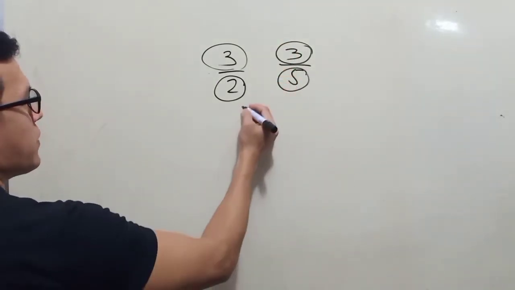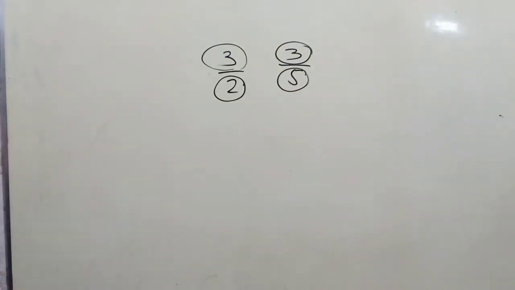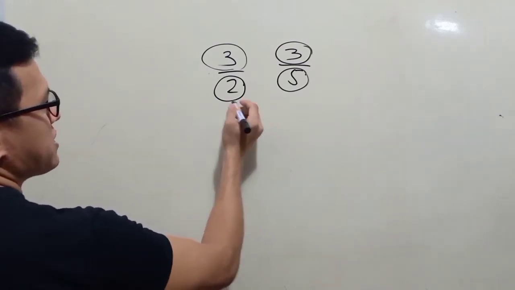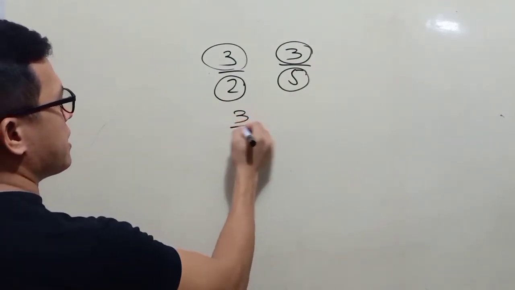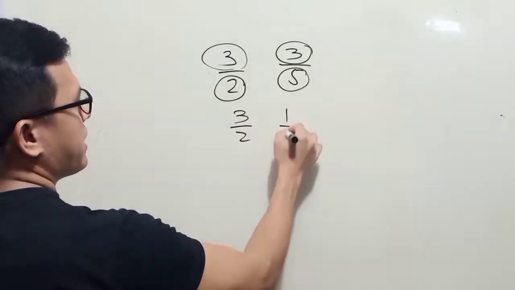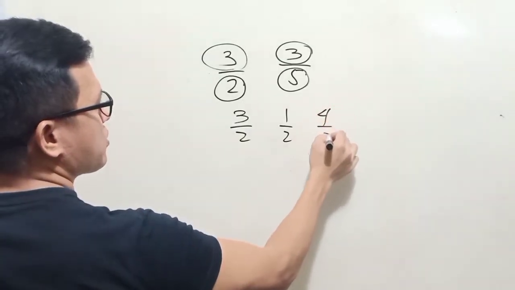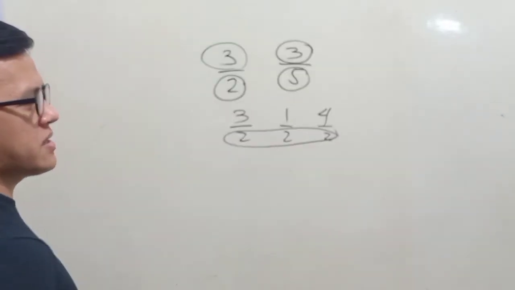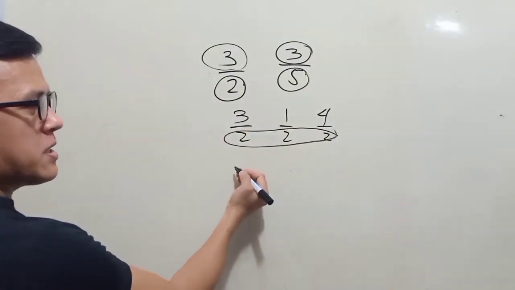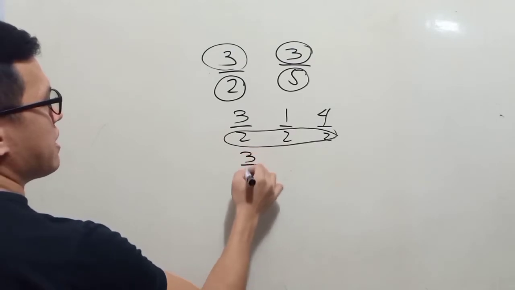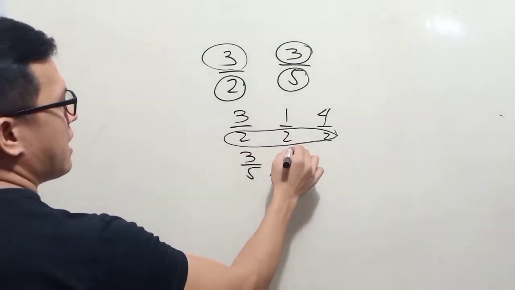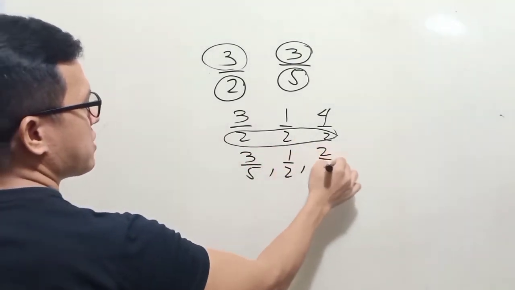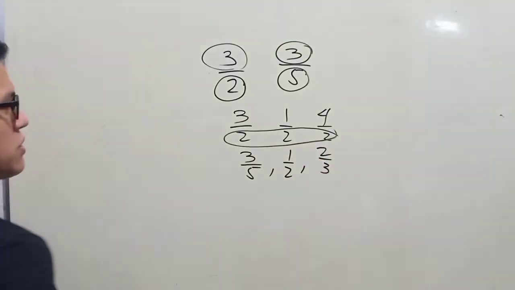Okay. So we also have what we call similar and dissimilar fractions. Similar fractions have the same denominator, like 3 over 2, and then 1 over 2, and then 4 over 2. They are similar fractions because they have the same denominators. Whereas dissimilar fractions are fractions with different denominators, like 3/5, 1/2, and 2/3. So they're dissimilar fractions.